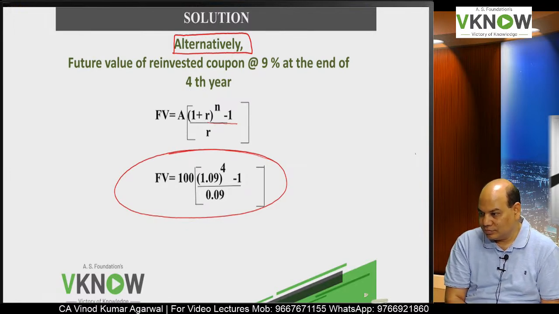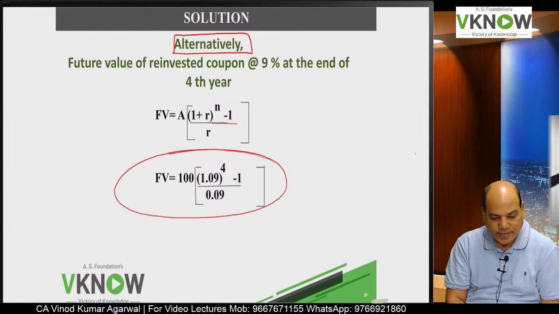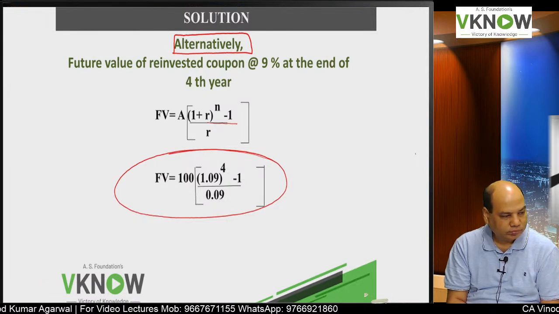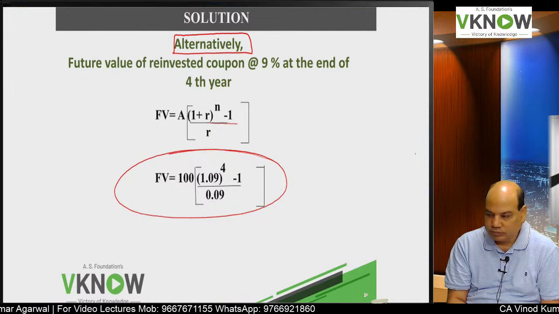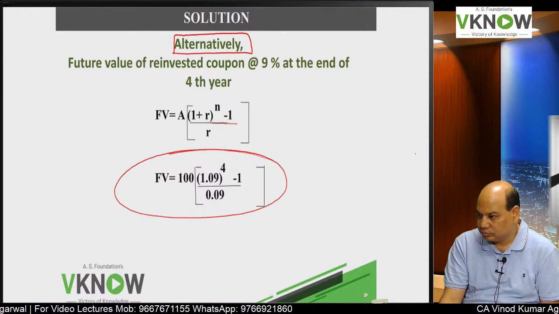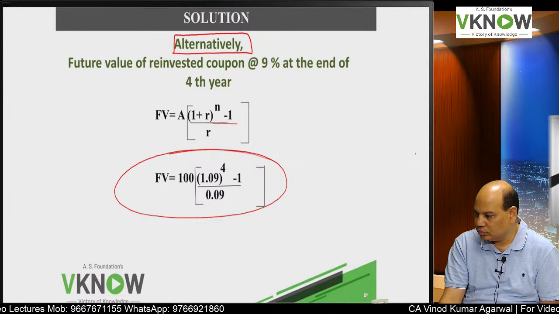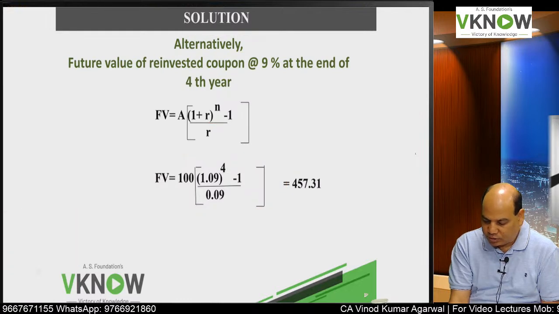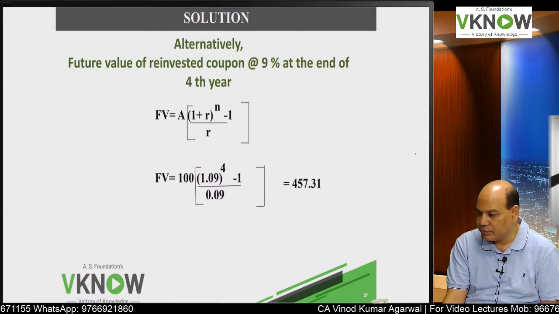Anybody? Divya, Anup, Roshni. The answer is how much? Anybody answer? Check the answer. It is 457.31. Is it right?